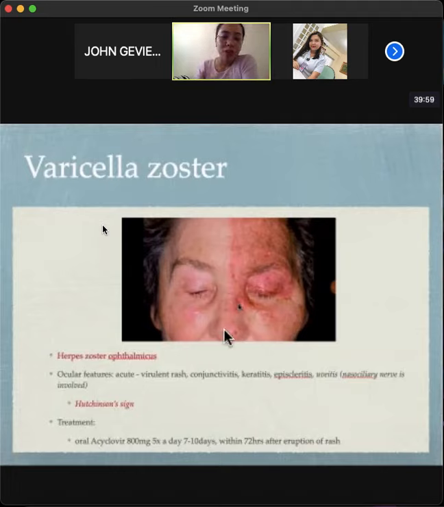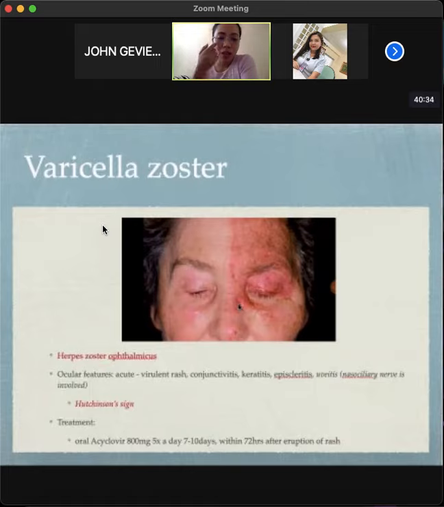If there is Hutchinson sign, where the lesion is seen on the tip of the nose or on the side of the nose, it means there is nasociliary nerve involvement, which would be a strong predictor for ocular inflammation or uveitis. So if there is a lesion on the tip of the nose, we would usually check more for possible uveitis or anterior segment inflammation.